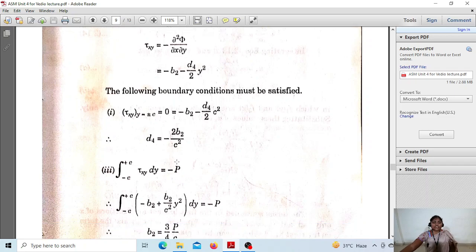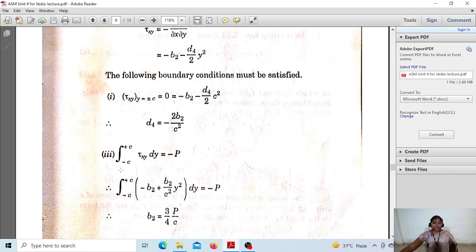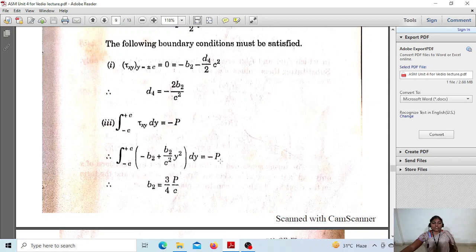Now let us take the other boundary condition. From minus c to plus c, tau xy dy is equal to minus p. That is natural because your shear stress is directly related to load. Now, therefore, again you substitute tau xy in the condition: integral from minus c to plus c of minus b2 into (c square minus y square) dy is equal to minus p. You solve this integration, you will get b2 is equal to 3 by 4 p by c.